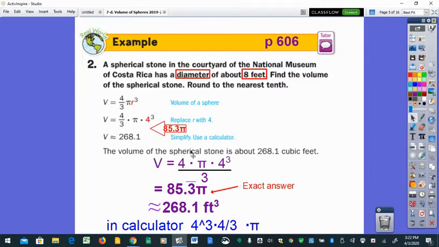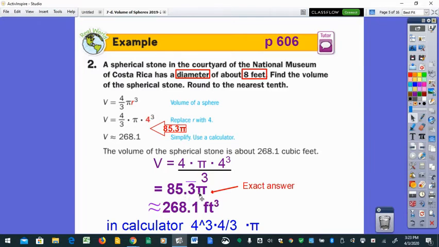If you kind of look down here, you can see this is the easier way to set it up for the calculator. There is the 4, the pi, and the radius cubed, and we're going to divide it by 3. So in the calculator, you would take your radius, raise it to the 3rd power, multiply it by the 4, and divide it by 3. And if you stop right there, hit enter, you'd see 85.333333 in the calculator.